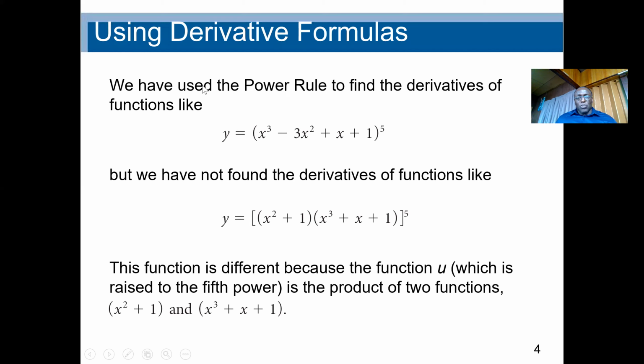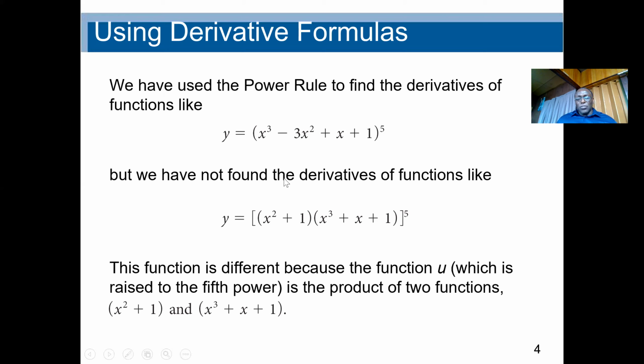This question says we have used the power rule to find the derivative of functions like this. So here we have y equal to x cubed minus 3x squared plus x plus 1, raised to the power 5. If I use the power rule for this, I get 5 times x cubed minus 3x squared plus x plus 1, raised to the power 5 minus 1, so that will be raised to the power 4. But remember, here I have to use the chain rule.